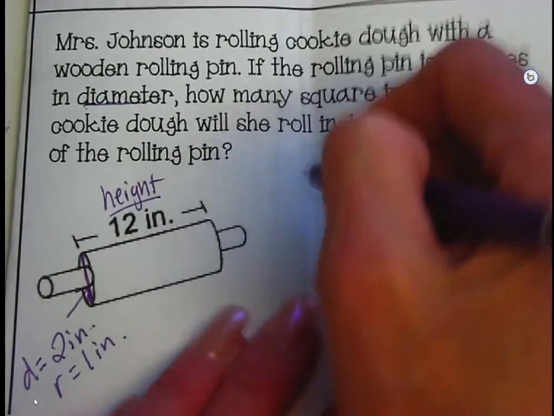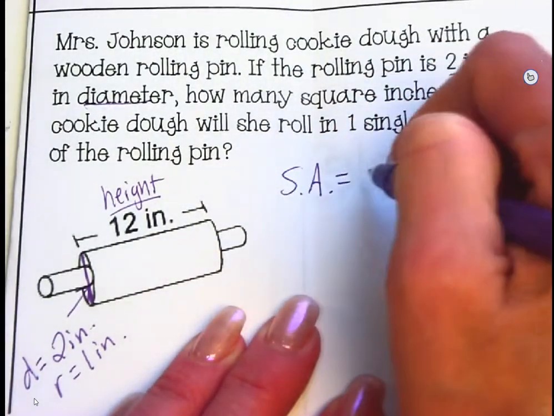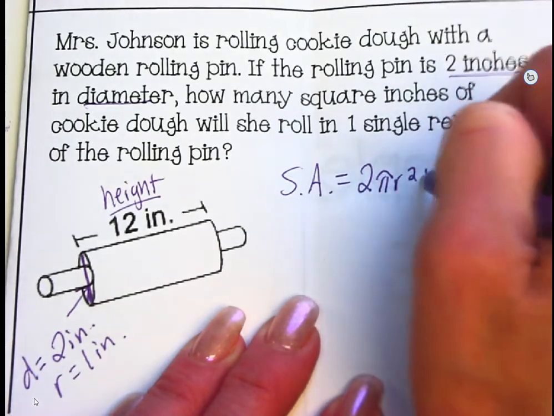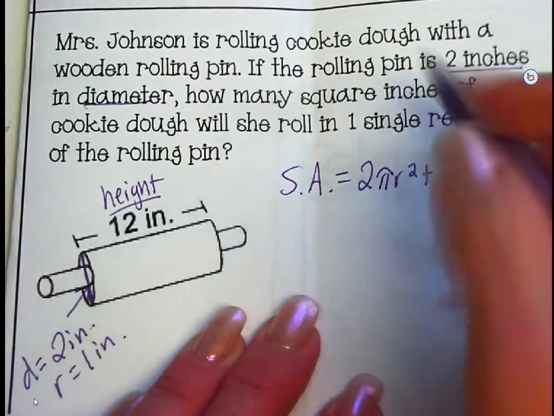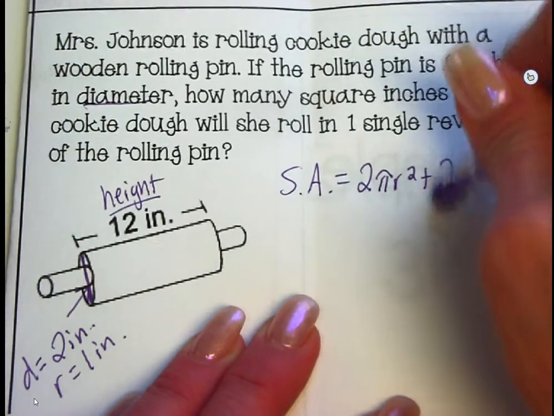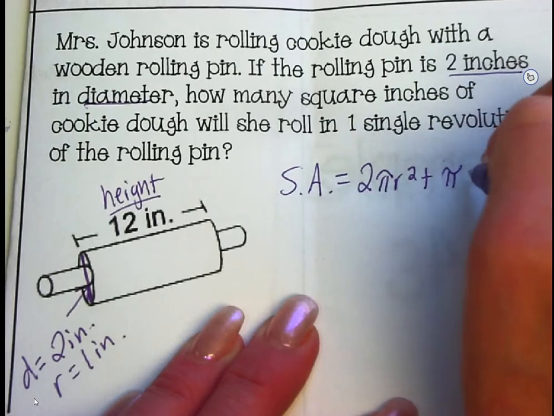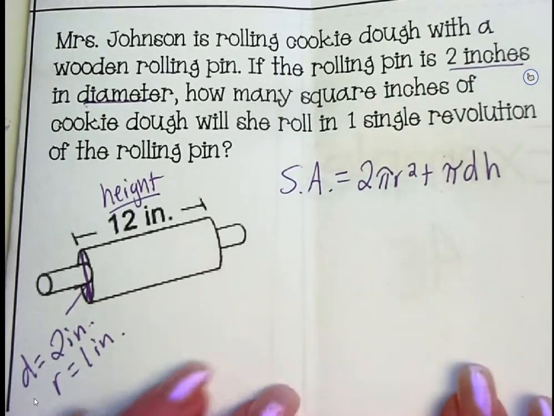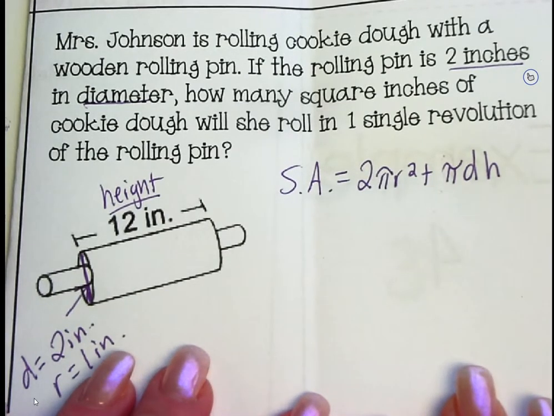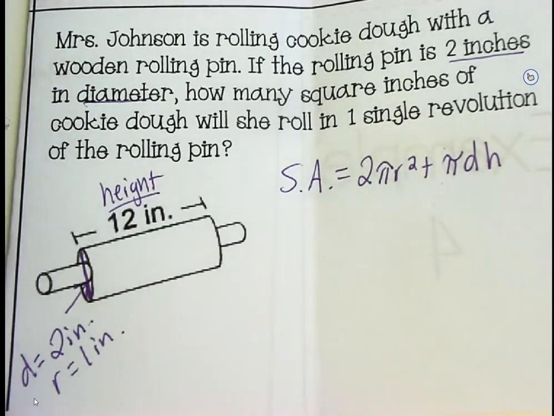So I'm going to apply my formula. Surface area equals 2 pi r squared plus 2. I have diameter, so I'm going to use pi times diameter times height. Okay? Now let me ask you this. Do I need the entire formula? What is the question asking for? The lateral area. Yes. How do you know that?